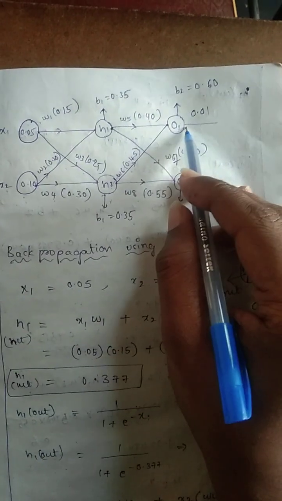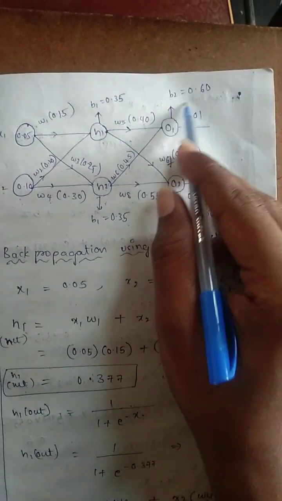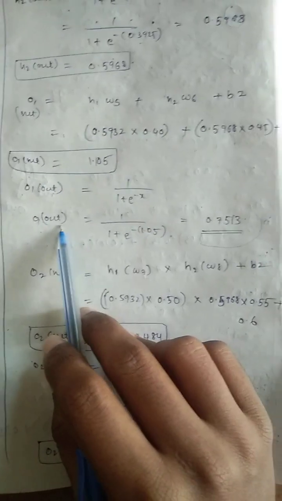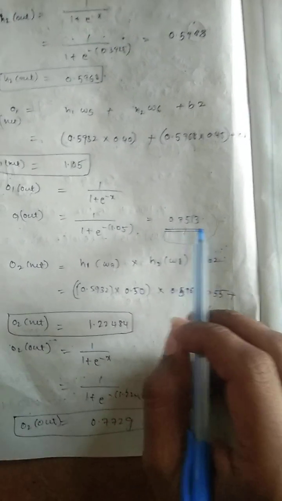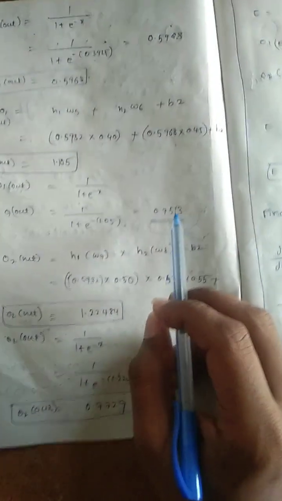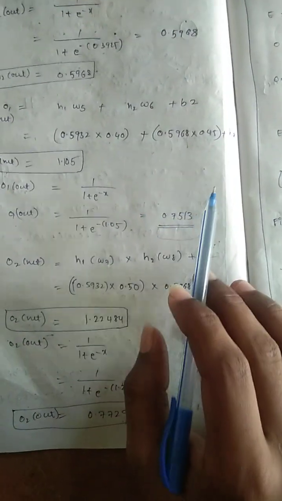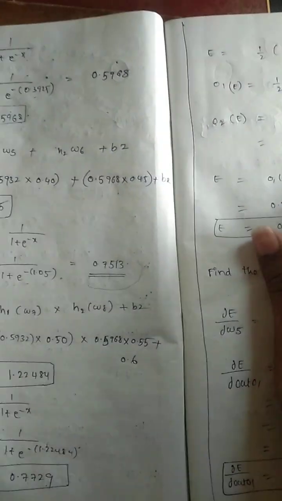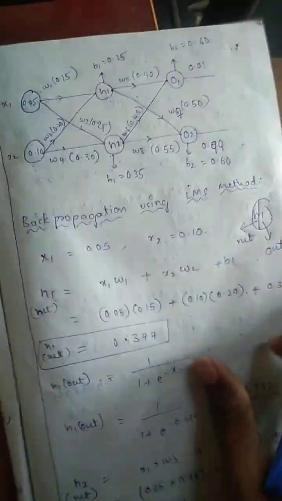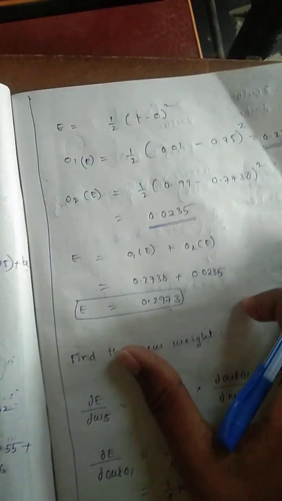First, it is mentioned in the question that the target of out1 is 0.01, but we got the out of out1 as 0.513. These two are not the same, which means the output of out1 has not reached the target value. In this case, we have to know what the error is here. For this, we have to use the error formula.